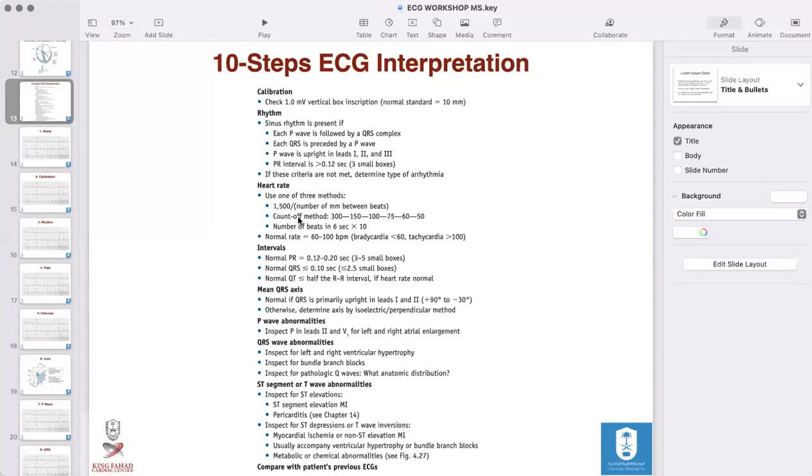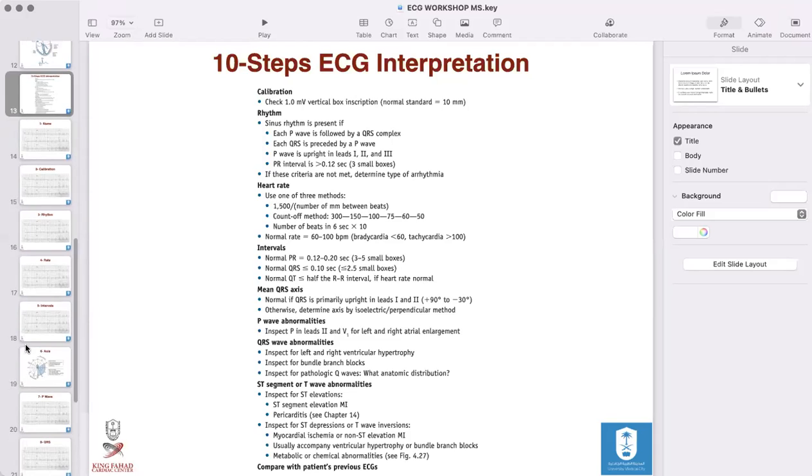And remember, the normal rate is about 60 to 100 beats per minute. If it's less than 60, it's bradycardia. More than 100 is tachycardia. The best method, really accurate and it never fails you, is 1500 over the number of small squares between each beat. A lot of people use the number of beats in 6 seconds times 10, as Nawaf mentioned, or the count-off method, where you go down by each large box from 300, 150, 100, 75, 60, and then 50.